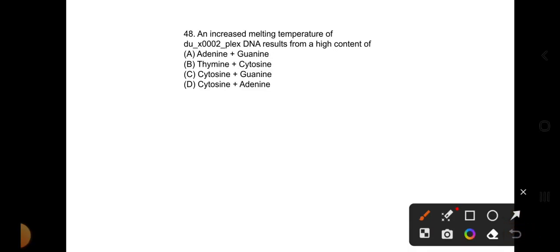48, increased melting temperature of DNA duplex results from a high content of. Very easy question. 49, a synthetic nucleotide analog 4-hydroxypyrazolopyrimidine. Pyrazolopyrimidine is used in the treatment of. This will be, I think, a little bit difficult for you people.